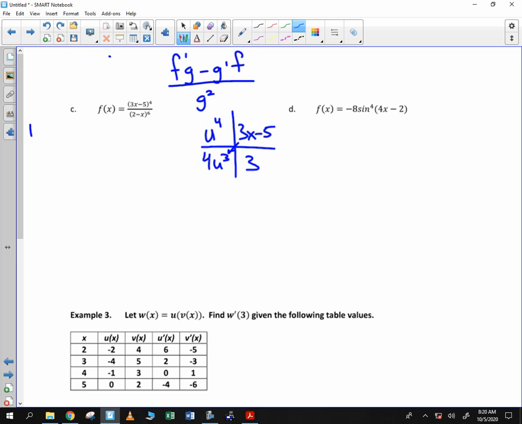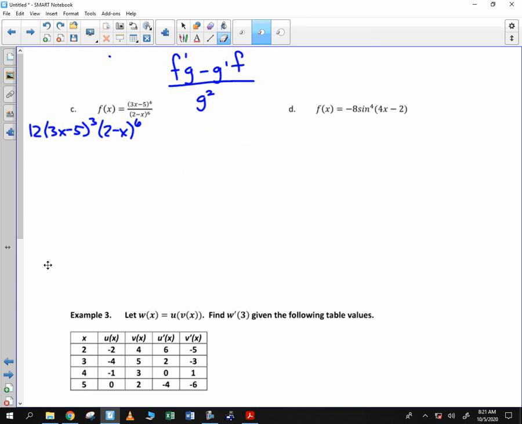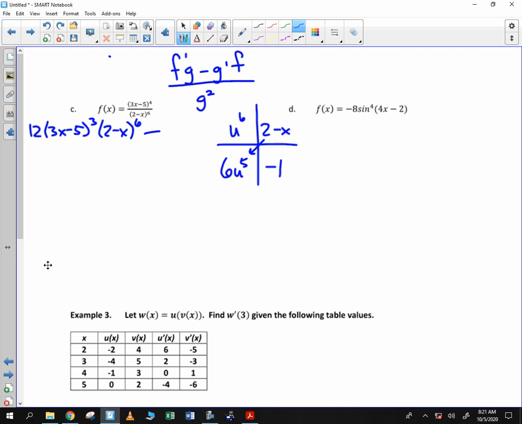We multiply and we get 12 times 3x minus 5 cubed times the bottom, which is 2 minus x to the 6th. Minus, now we take the derivative of the bottom. I have u to the 6th. I have 2 minus x. 6u to the 5th and negative 1. We multiply those, we get negative 6, so it'll be a plus 6 times 2 minus x raised to the 5th power. And then we multiply that by f.